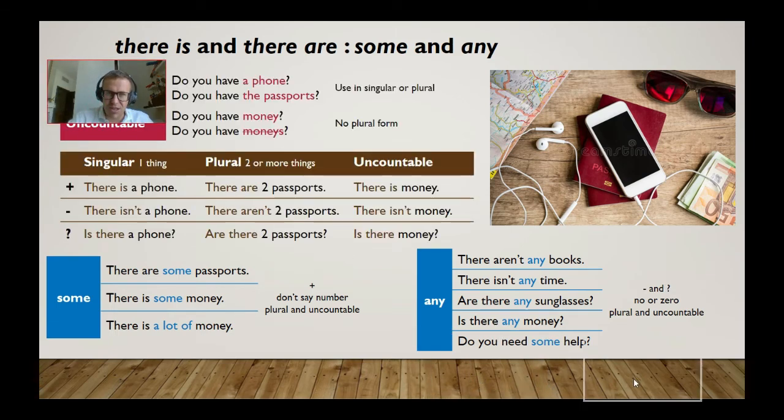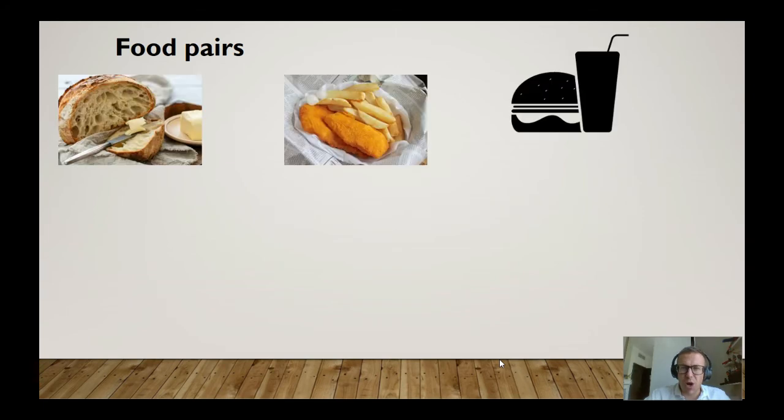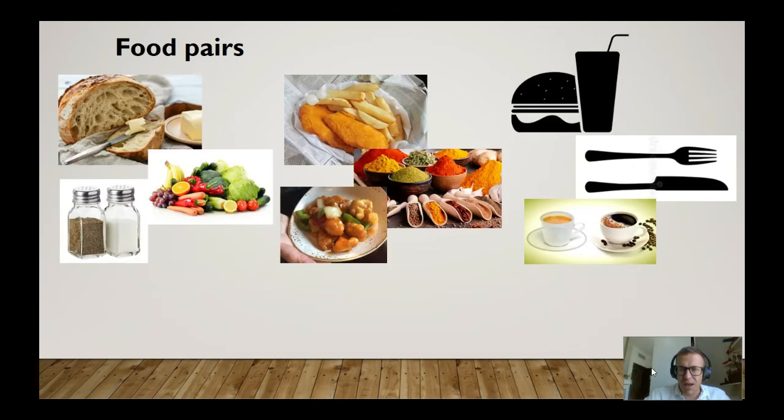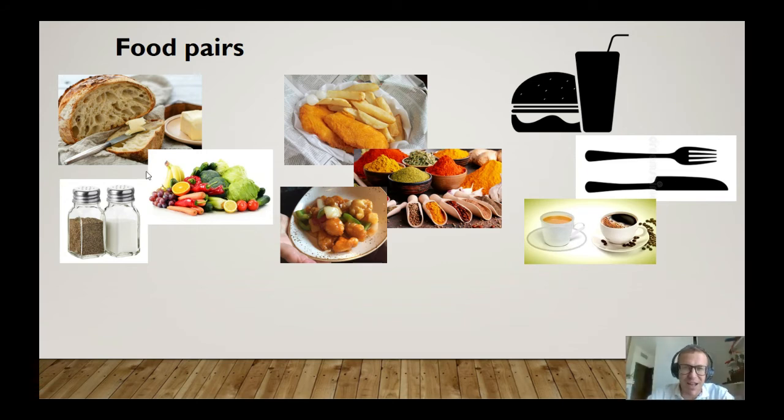Okay, so that was there is, there are, some and any. A quick step into food pairs now. So a lot of food, you can say what you see if you know the word, but sometimes food comes together. A pair is two things that just go together. In this picture we have some examples in Britain, in England, of things that go together. So your country might have different things. The food you like, whether it's Italian, Japanese, whatever, it might have different food pairs, but here are the examples from the book.